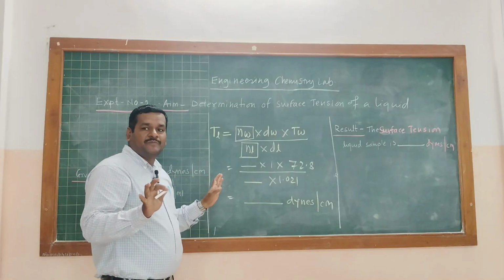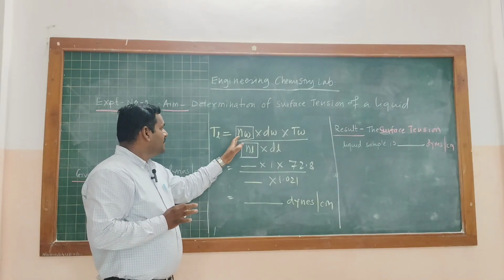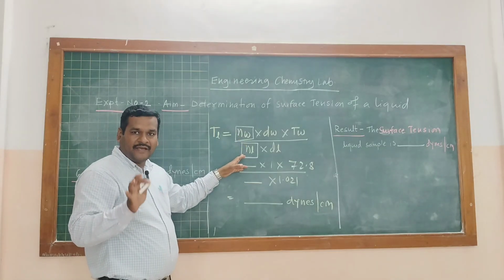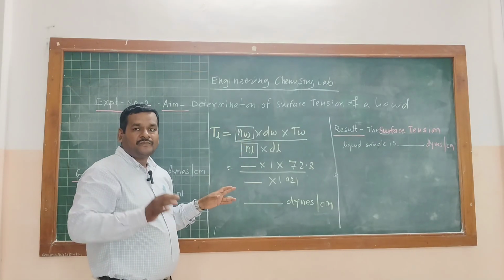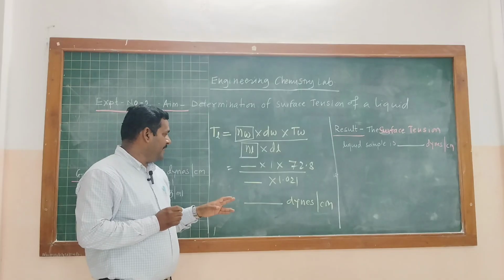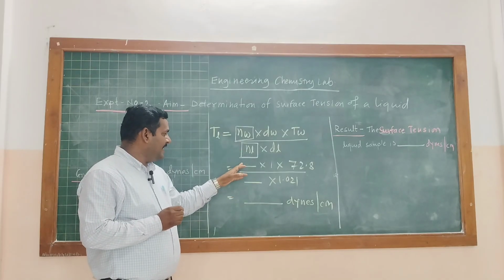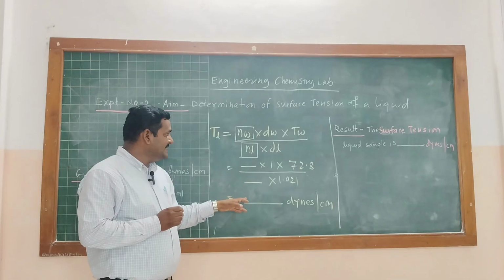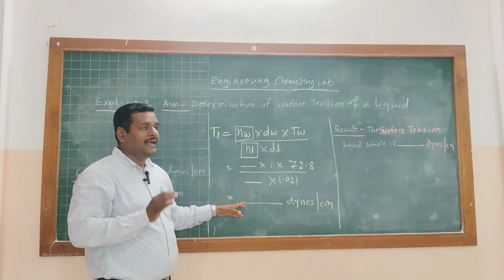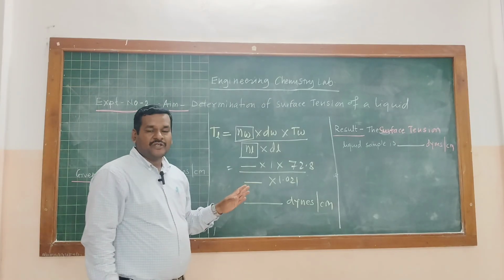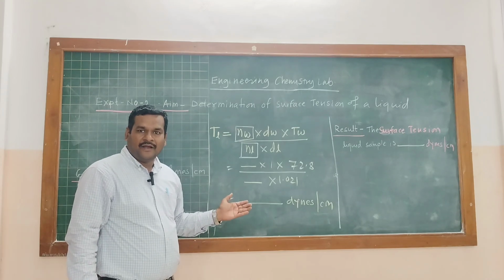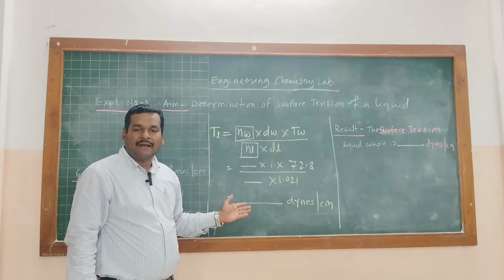What we have to do in this experiment? We have to just measure the number of drops of water and the number of drops of liquid that can be flown from the burette. By measuring these values and putting them here, we can easily calculate the surface tension of a liquid. Surface tension is a very important property of a liquid, which has a lot of effects on the liquid properties and its applications.